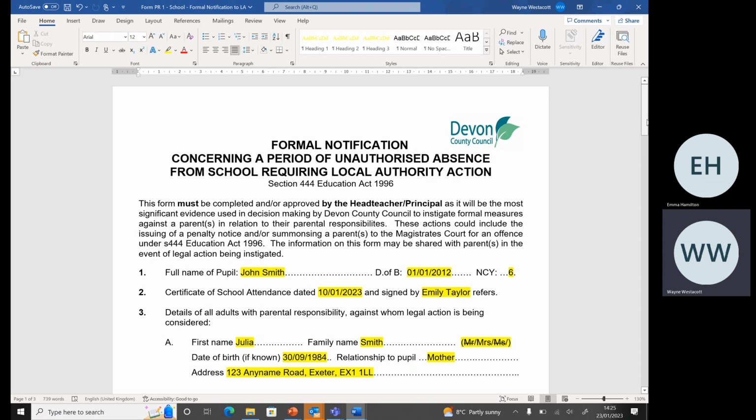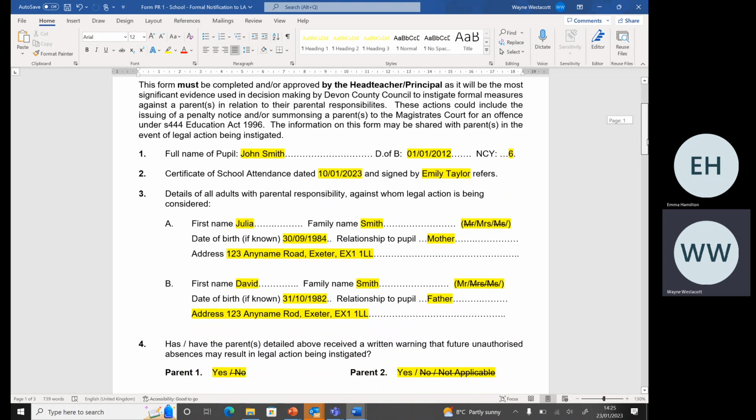In this form, this here is the PR1. I would suggest completing this one first of all. These forms can all be downloaded from the Devon County Council website. I've highlighted all the parts that as a school you are expected to complete. So you would put in the pupil's name, the pupil's date of birth, and their current year group that they are in.